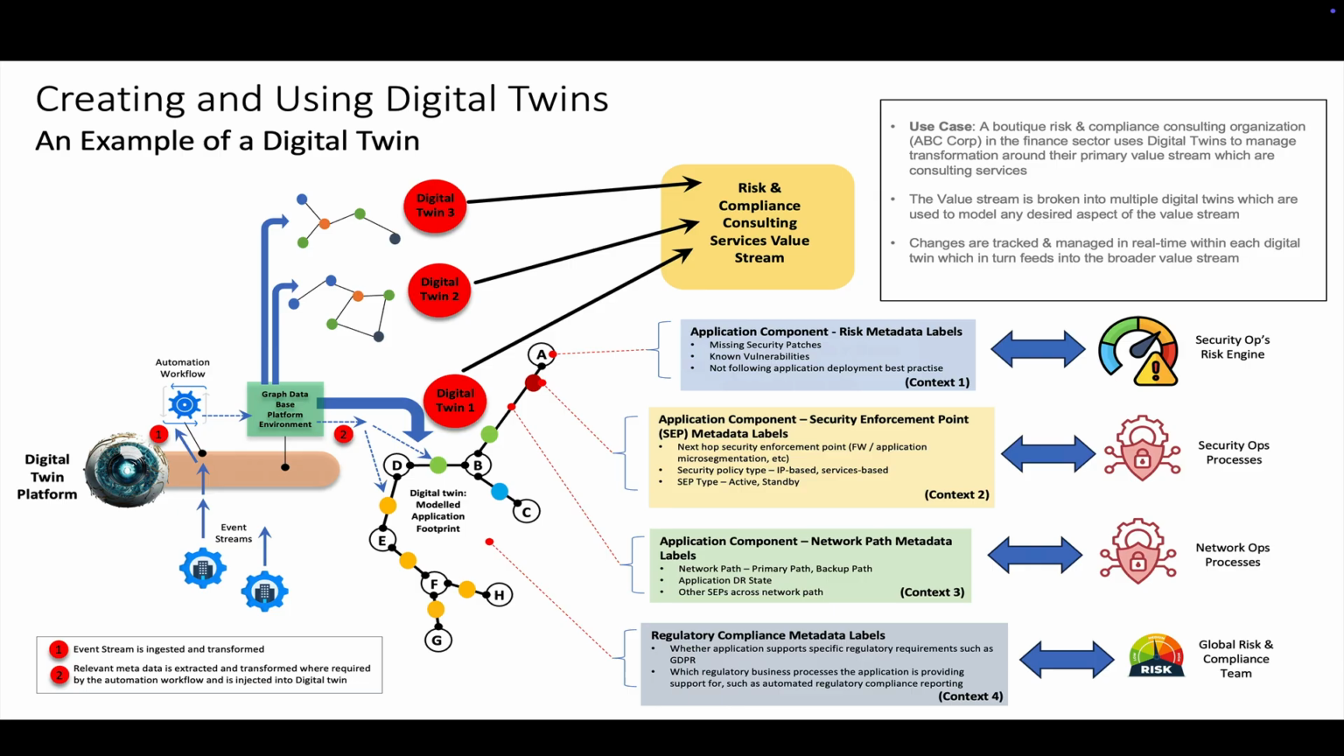Context 3. Application component network path metadata labels. Under this context, we are interested in the network path information. For example, where is the application deployed? Is it deployed in ABC Corp's data center, or is it deployed in the cloud? The answer to that question will then affect what type of security is deployed.